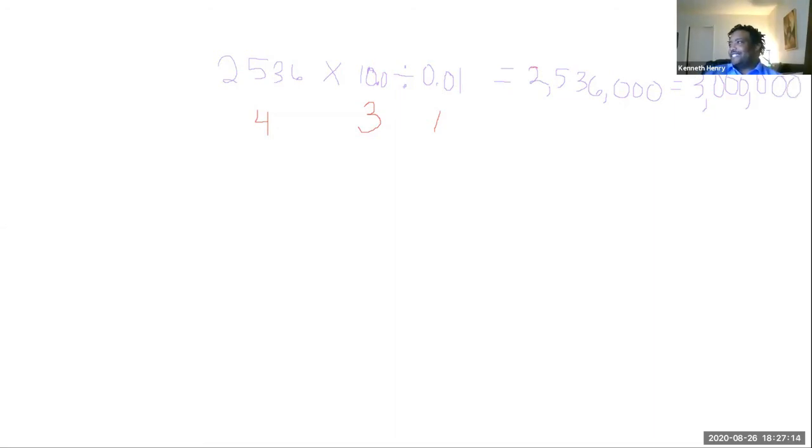How did you get 1 sig fig for the answer? How many sig figs are here? 1. Okay, so I have 4, I have 3, I have 1. What number is lower? 1. So that's how I got 1. Got it. So the rules don't change for division? Nope. For multiplication and division, the rules are the same. Addition and subtraction, those rules are the same.